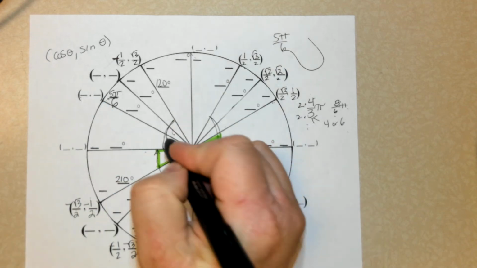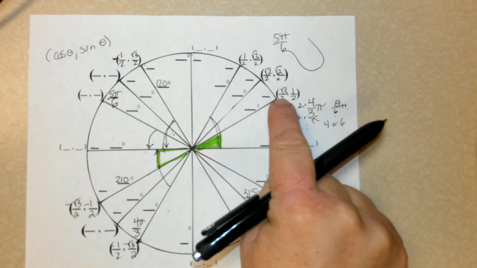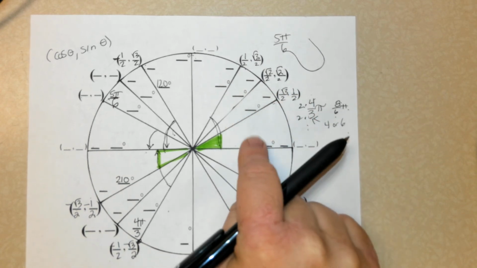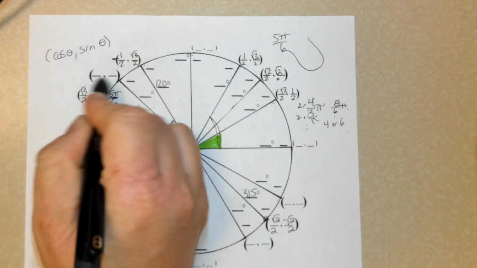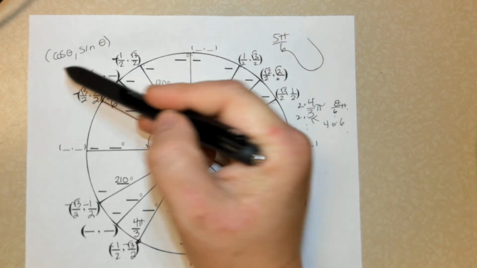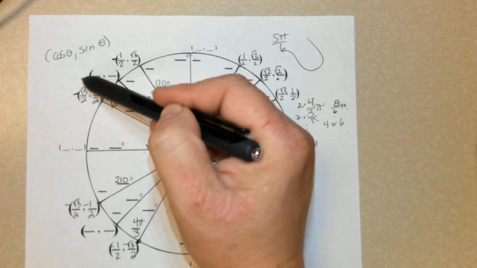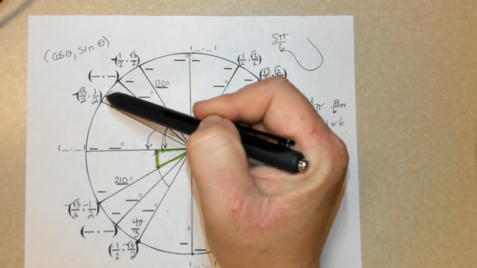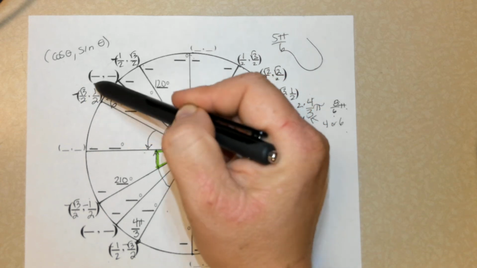Now, how do I figure out this ordered pair? From this line back down to the x-axis is 30 degrees. So radical 3/2 and 1/2. This is the cousin. Radical 3/2 and 1/2. Remember, in quadrant 2, the cosine is negative and the sine is positive. If somebody asked you, what is the cosine of 5 pi over 6? The answer is negative radical 3/2. If they asked you, what is the sine of 5 pi over 6? The answer is positive 1/2.